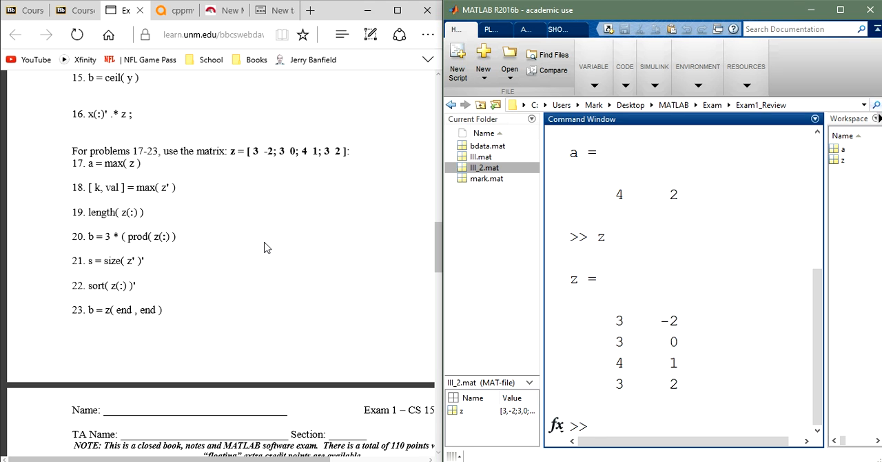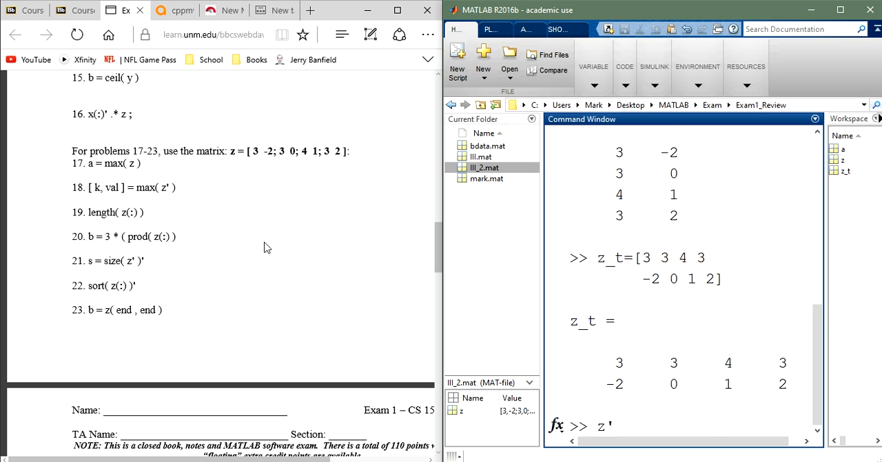Remember, when you prime something, it's transpose. So our rows become columns, and our columns become rows. So Z transpose is equal to, 3, 3, 4, 3, and then -2, 0, 1, and 2. That's what Z prime is going to be. And I'll show you right now.